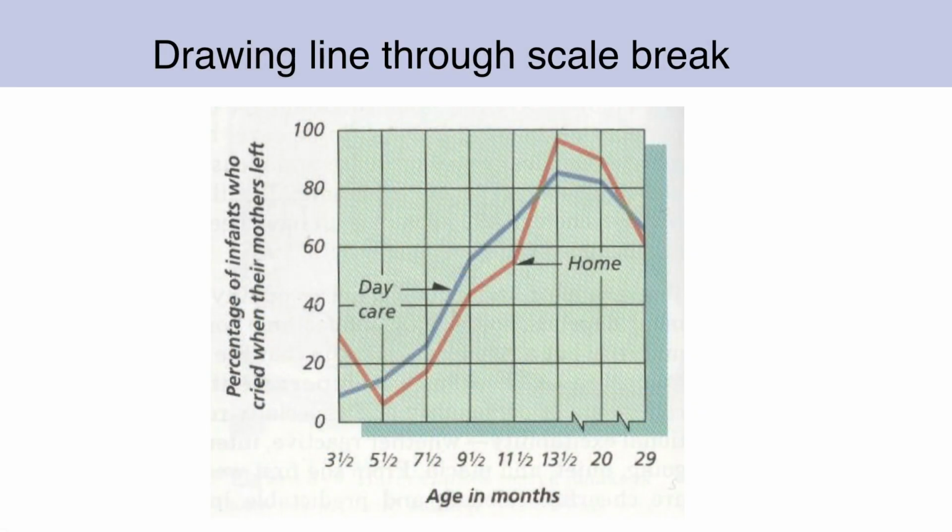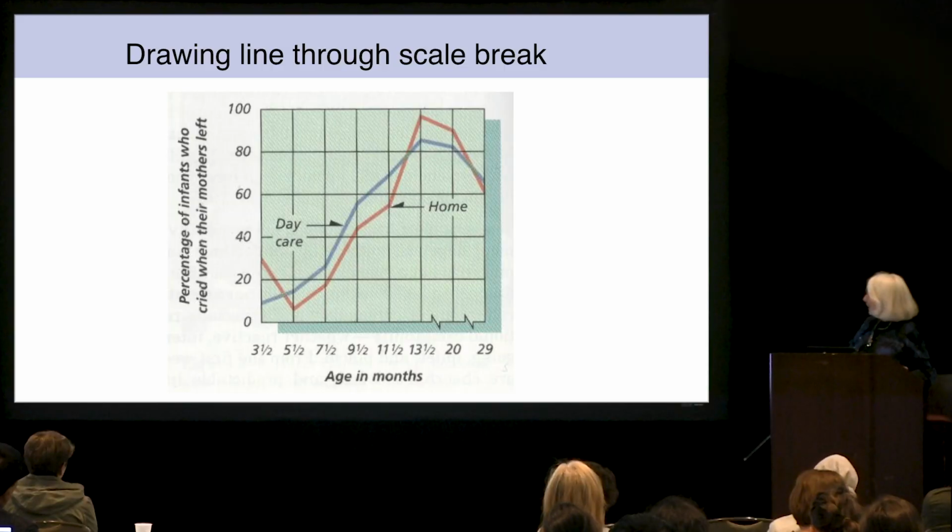Stop here, this is different. Here we're talking about percentage of infants who cried when their mothers left. And in the beginning, you can see we have 2-month intervals. Then we jump. Now they told us we jump because they put a scale break in the horizontal axis. But first of all, nobody notices it. And if you do notice it, what's the point of a line that goes straight through a scale break? You can't do that.